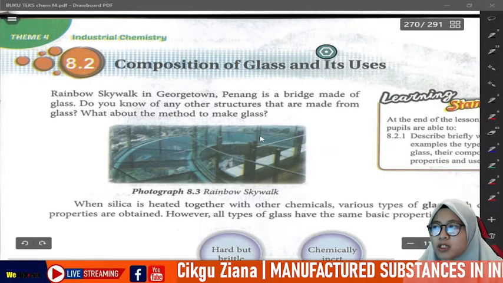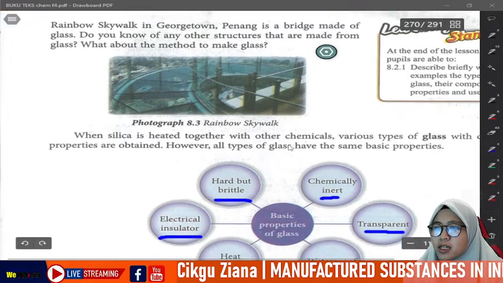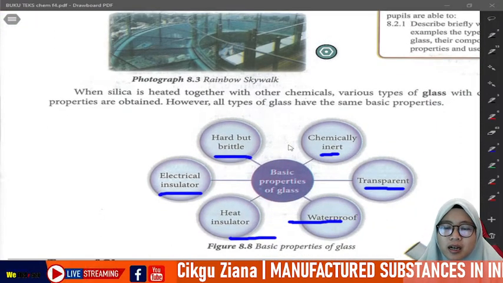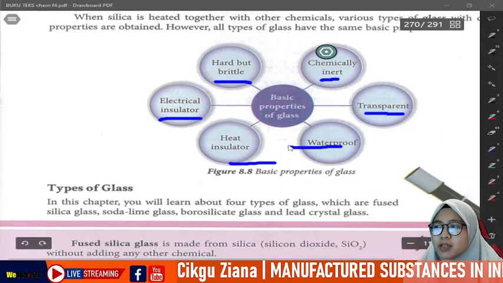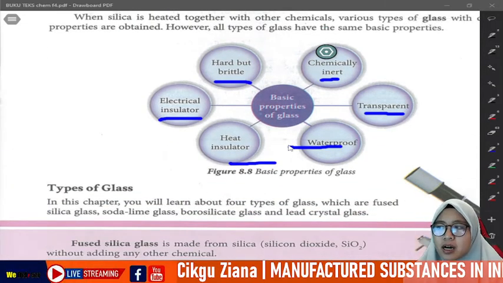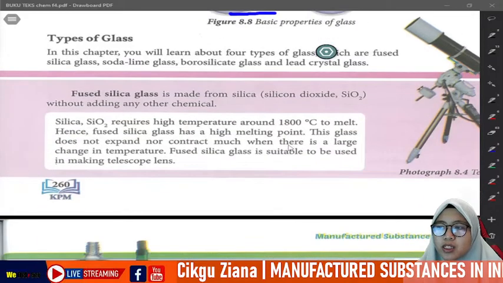Okay, so composition of glass. Firstly, glass. Biasalah dekat rumah kita ada glass. So, the basic properties dia adalah seperti yang Amma cakap tadi, hard tapi dia brittle, chemically inert. What is the meaning of chemically inert? Chemically inert ni kalau kamu minum air dekat dalam tu, air tersebut terlalu berasid kan akan menghakis sikit kan. So, dia tidak akan bertindak balas. Okay, so transparent, waterproof, heat insulator and electrical insulator.